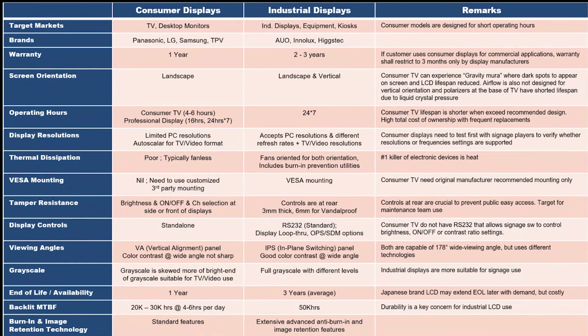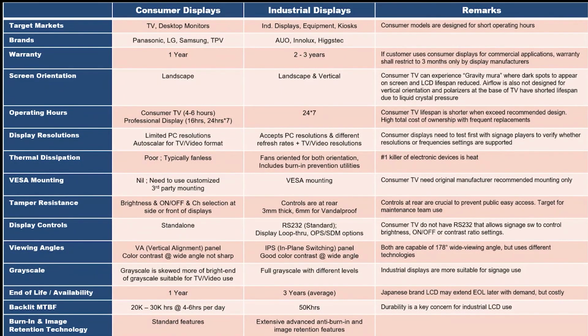Example, targeting in consumer display is TV and discrete monitor, and industrial display is for industrial solution for equipment, kiosks, and so on. Mostly the consumer models are designed for short operation hours, not supporting 24/7. And then display resolution on consumer display needs to be tested first with the signage player to verify whether the resolution and the frequency setting are supported or not.